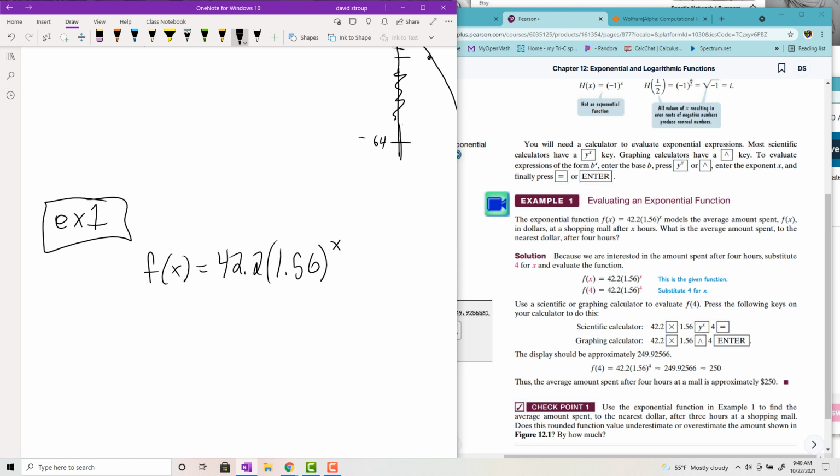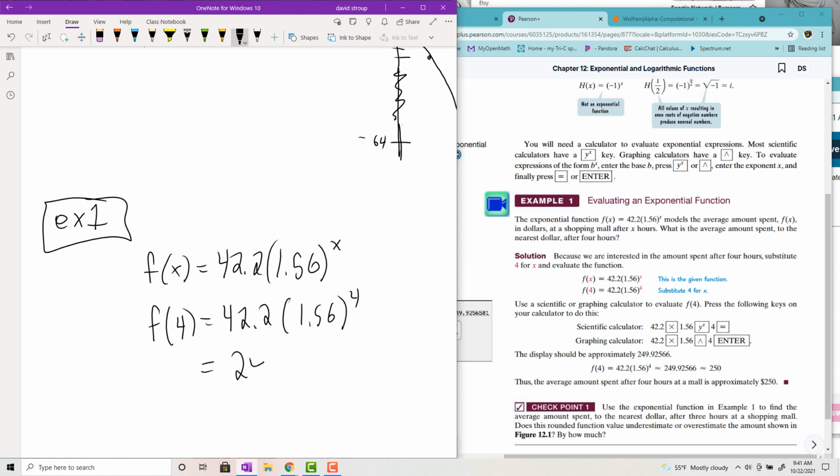What's the average amount spent to the nearest dollar after 4 hours? Very simply, all you have to do is plug in a 4, and then make sure you know how to type this into your calculator: 42.2 times 1.56 to the 4th. So I would type in 42.2, and then either hit the multiplication symbol or hit parentheses, 1.56 and then caret to the 4th. Make sure you can type these in, and make sure you get the same answer as what I'm going to get, and I hope I'm right.